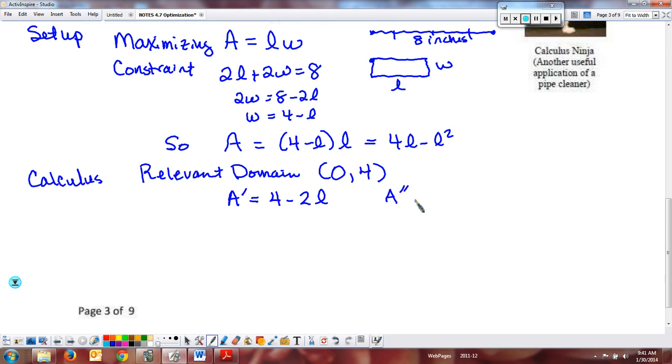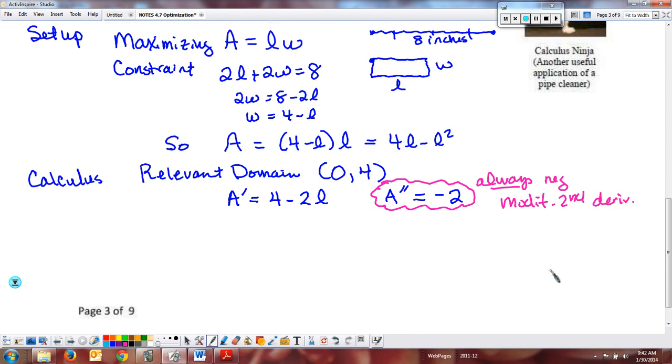I'm going to find the second derivative right now, which would be minus 2. And this is the reason why this is the modified second derivative test, because whenever I see this, I know that this is always negative, which means it's going to be very easy for me to use the modified second derivative test, because I can get that conclusion of it's always concave down. And so that's going to be the method that we're going to use.